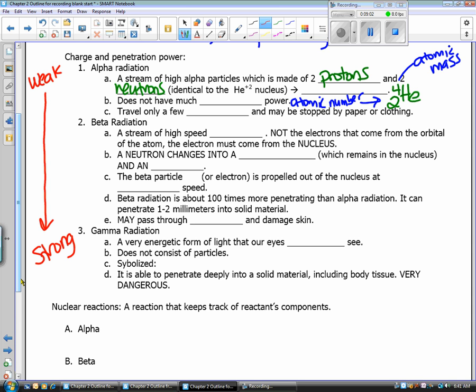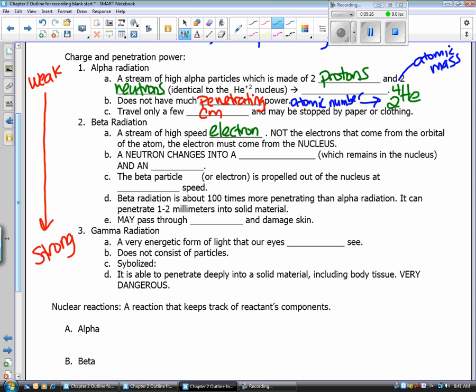It doesn't have much penetrating power. It doesn't go very far. It can only travel a couple centimeters, and it can be stopped by paper and clothing, so it's not that dangerous. Okay. Beta is going to get a little more dangerous. It's going to be a little stronger. It's actually a high-speed electron.